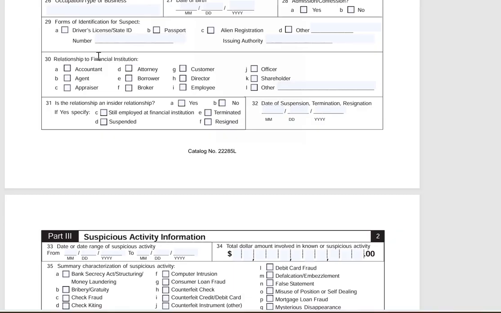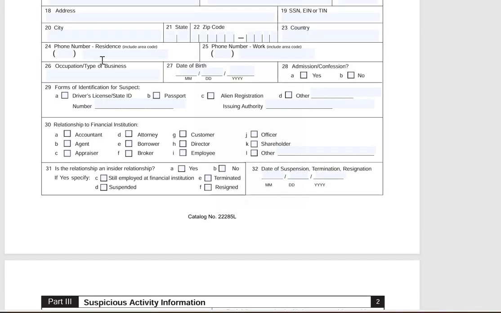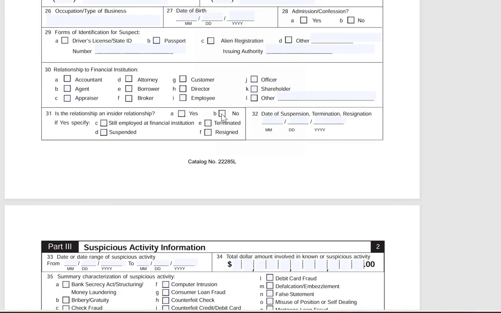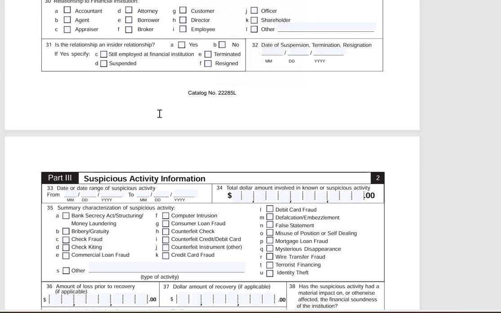And the relationship to the financial institution: whether the suspect is an accountant, agent, customer, director, employee, officer, stakeholder, attorney, borrower, or broker. We need to add the suspect's relationship with that financial institution. And whether the relationship is terminated, yes or no, the date of suspension, termination or resignation if the suspect is still an employee of that institution. All these details we fill in that form.